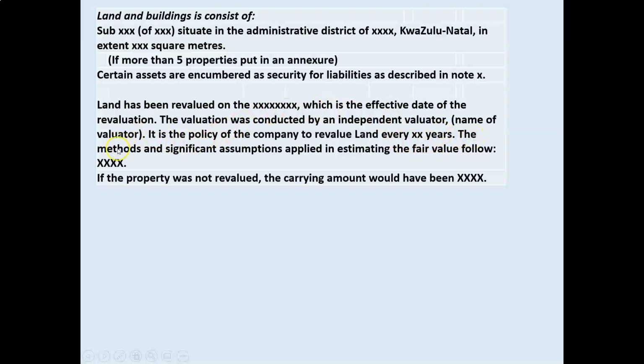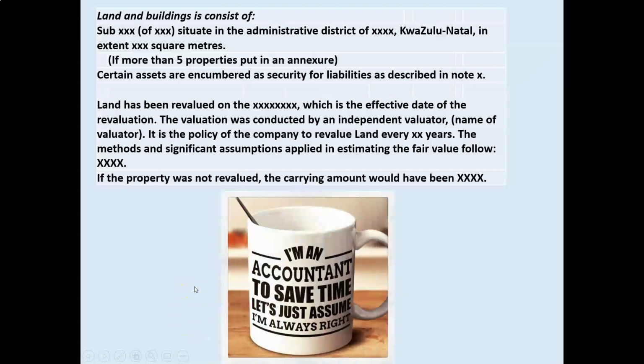And then it is the policy of the company to revalue land every how many years. And then you also have to tell the reader what are the methods and the assumptions which were used in estimating the fair value. If the property was not revalued, the carrying amount would have been XXX. So that you also have to disclose. If you did revalue the property, then you must say what the original carrying amount of the property would have been if you didn't use the revaluation method.